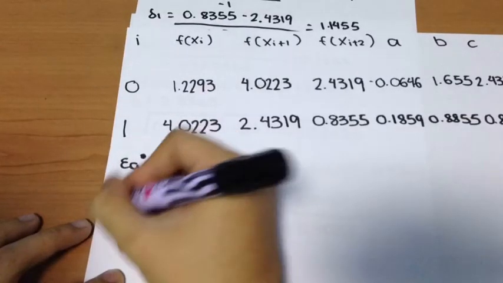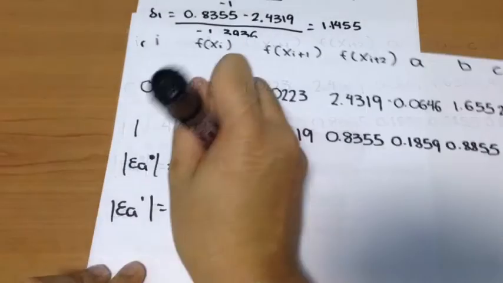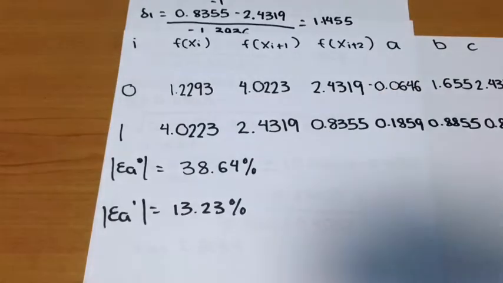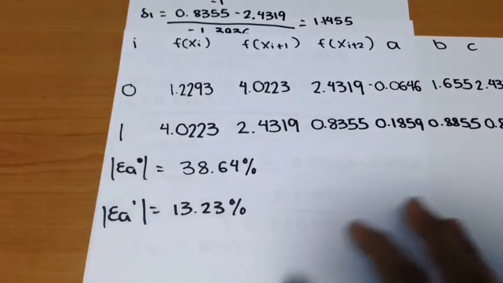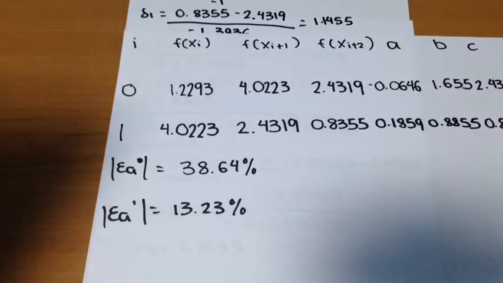Then we compute for our approximation error for our first and second iteration, and then we have 38.64% and 13.23%. We can see that we are decreasing. That's Muller's method.